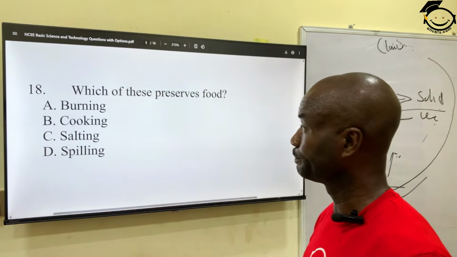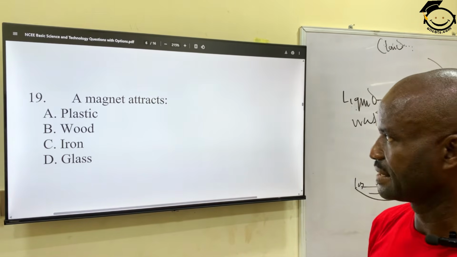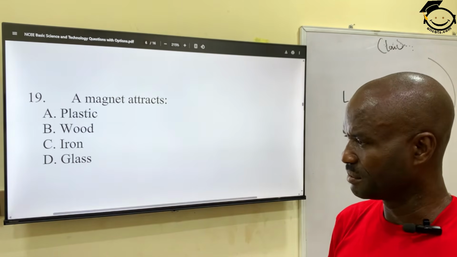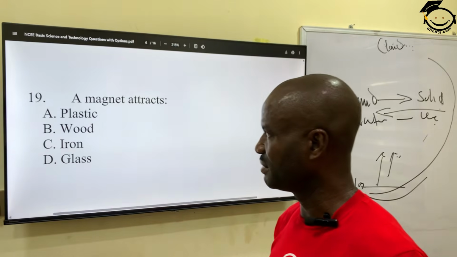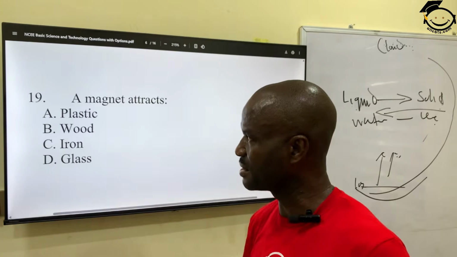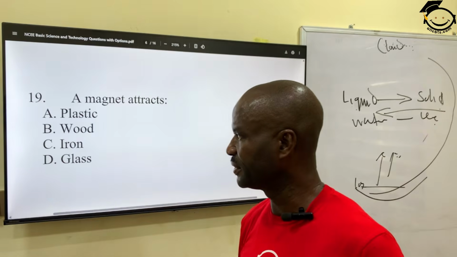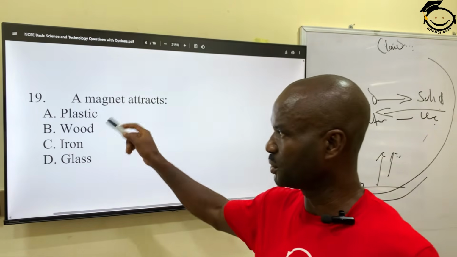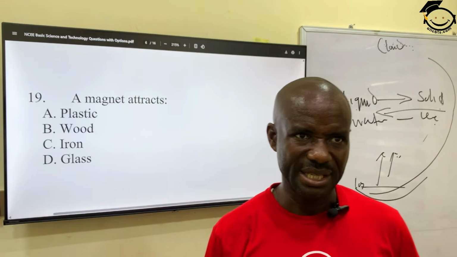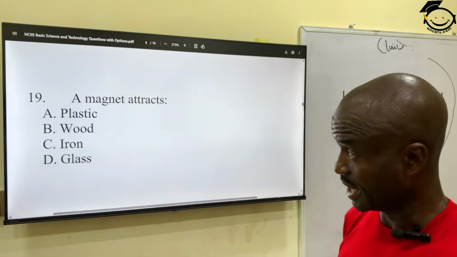Question 19. A magnet attracts dash. Magnet has the ability of attracting an object to itself. But what are these things that will get attracted to a magnet? A, will a plastic do? B, wood. C, iron. And then D, glass. The only option here is what? Iron, because iron has a magnetic property. It has the magnetic ability to attract a magnet. So the good option there is C.